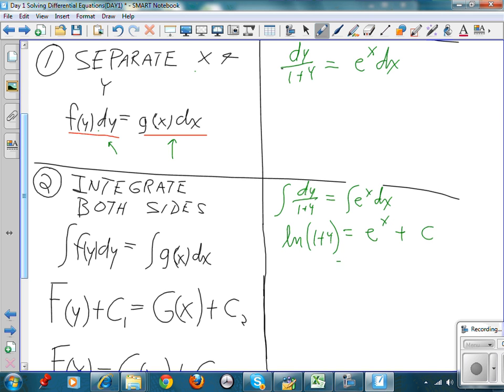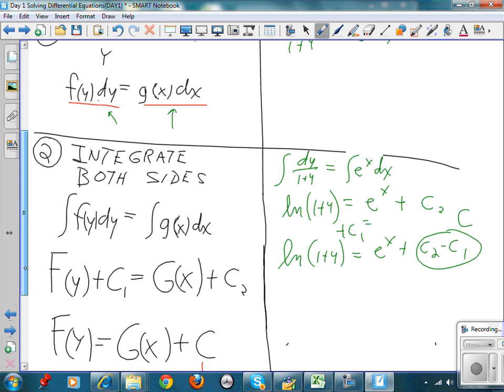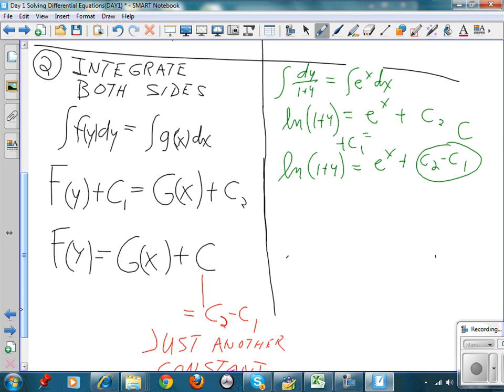In fact, I could put a plus c on both sides. I could put a c1 on that side, a c2 on that side. But in general, I could subtract c1 from both sides. I'd get the natural log of 1 plus y equals e to the x plus c2 minus c1. That's just going to be another c, right? So it's the protocol to put the constant of integration on one side. Okay, so anyway, I've completed that step. I've integrated both sides, and that's my result.